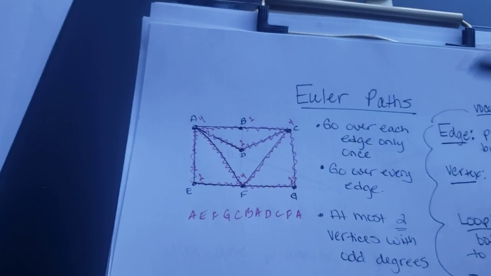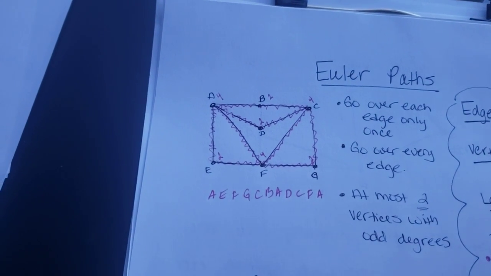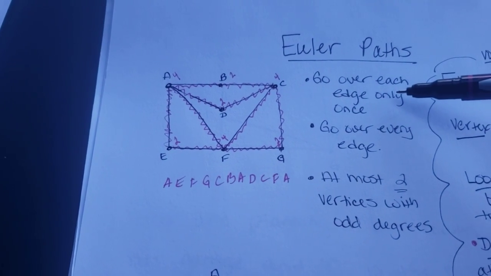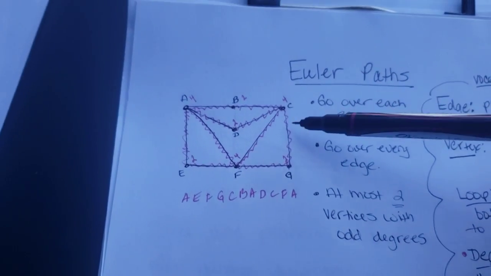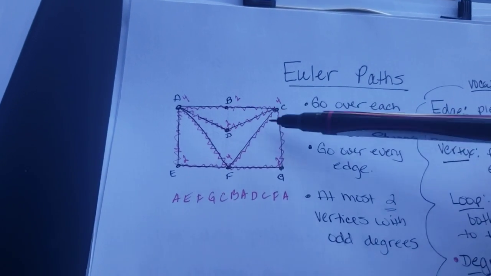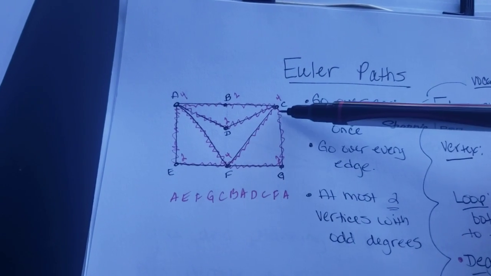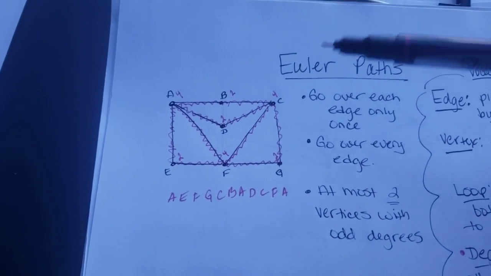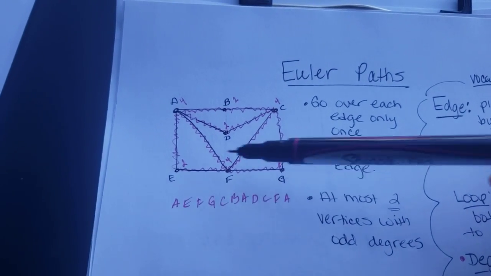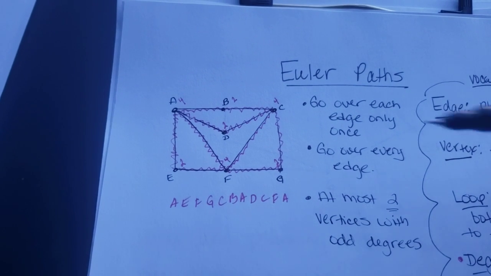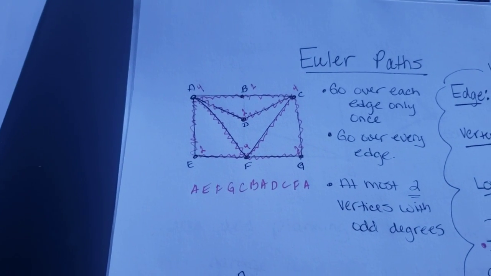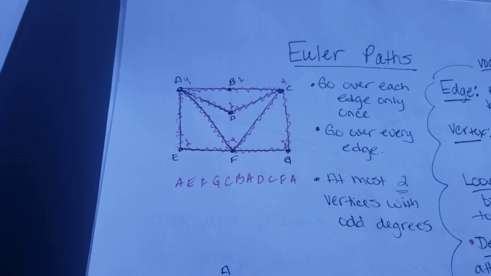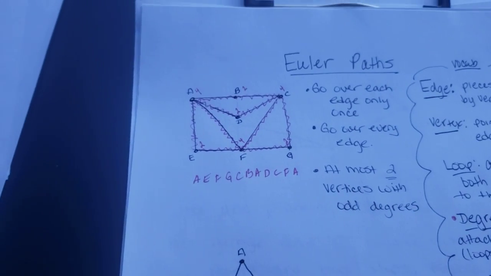So I was able to trace this entire shape by going over each edge only one time, going over every edge. Now notice that I touched certain vertices more than once, like C. Notice that it shows up twice in here. A shows up 3 times. F shows up a couple of times. That's okay. As long as I've only covered each edge once, then that's fine.